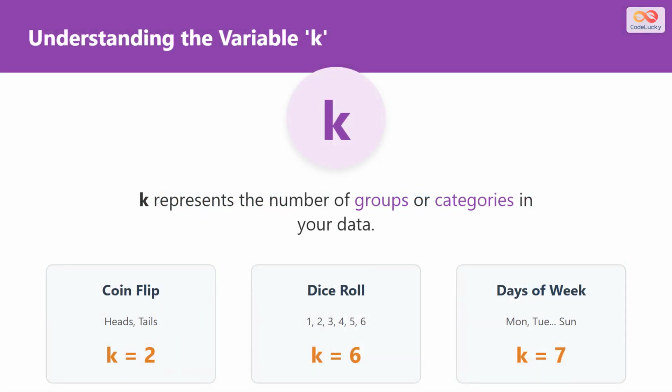The formula uses the variable k. K simply stands for the number of categories or groups in your data. For example, if you flip a coin, you have heads and tails, so k equals 2. If you roll a die, you have 6 outcomes, so k equals 6.